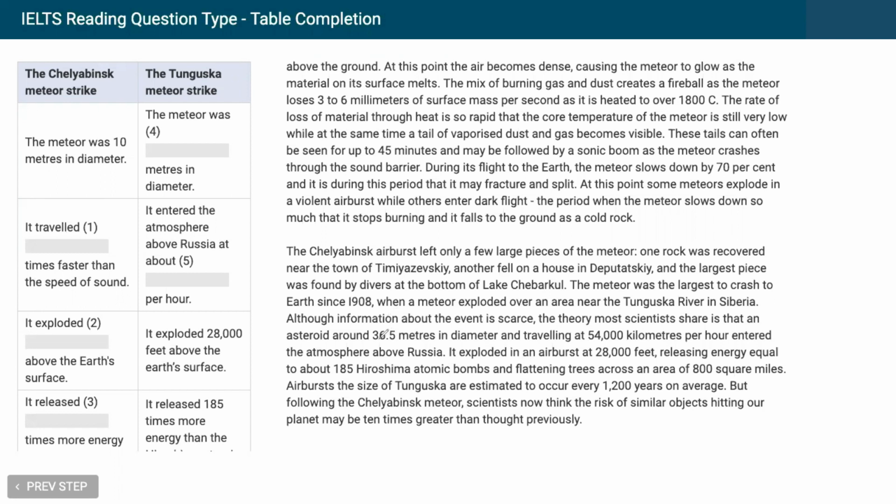We noticed that it was 36.5 meters in diameter. And number five, it was traveling at 54,000 kilometers per hour, but the answer would only be 54,000 kilometers because per hour is included here. And then number six was 1,200, so 1,200 years on average.